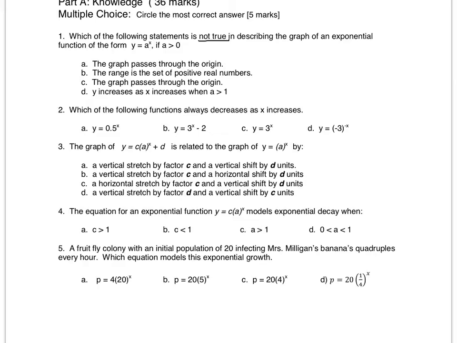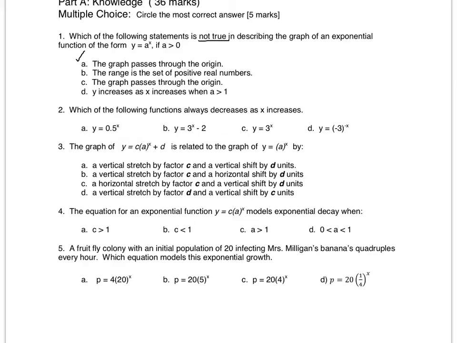Between the options, the first option says the graph passes through the origin. We know that at x equal to 0, a exponent 0 becomes 1, so y is 1. So it means that it doesn't go through the origin, because if it goes through the origin, y has to be 0. So a is true.